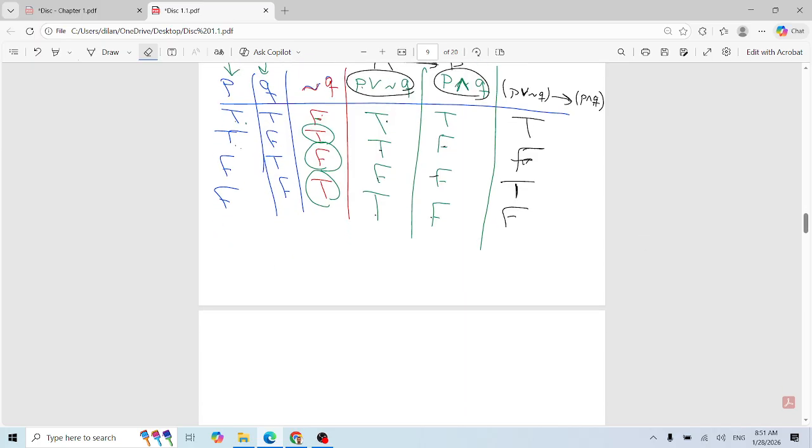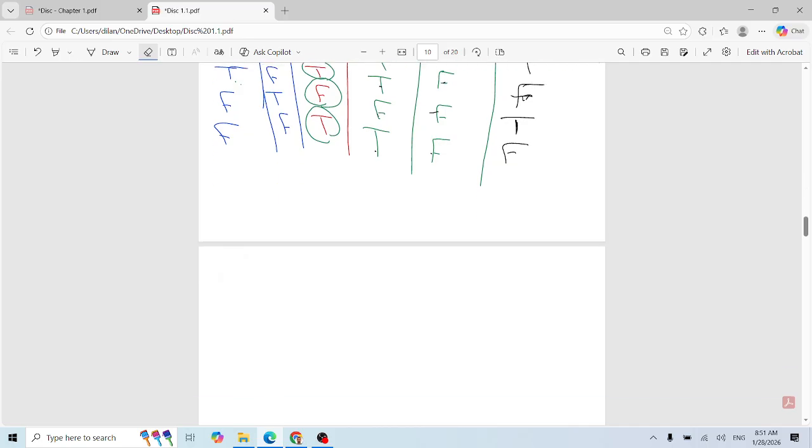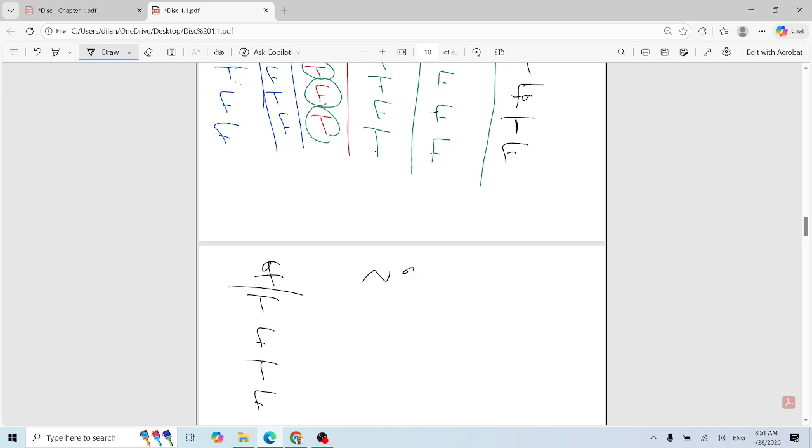Understood? Yes. Can you repeat just the negation? Negation Q, okay. In column Q, I have true, false, true, false. Negation Q means that make a true to be false, make a false to be true. Simple.